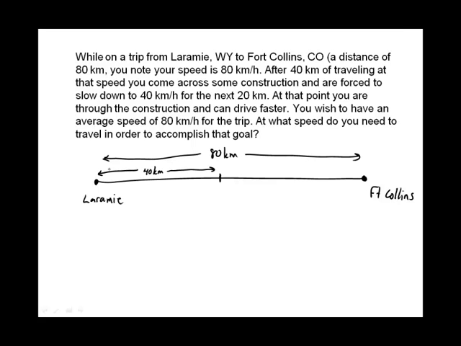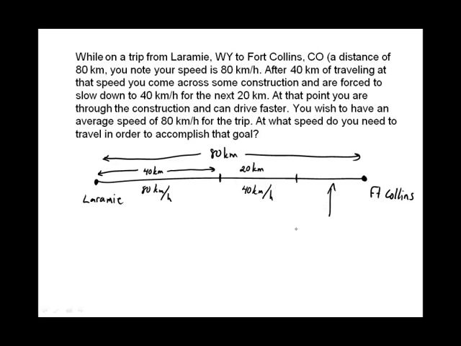And the construction causes us to slow down. And so we have to slow down to 40 kilometers per hour for the next 20 kilometers. So now we're here. So 20 kilometers. And for this part, we're traveling at 40 kilometers per hour. And again, over here, we were traveling at 80 kilometers per hour. Now, what I'm hoping is to average 80 kilometers per hour for this trip. So the question is, for this distance here, what speed do I need to travel?